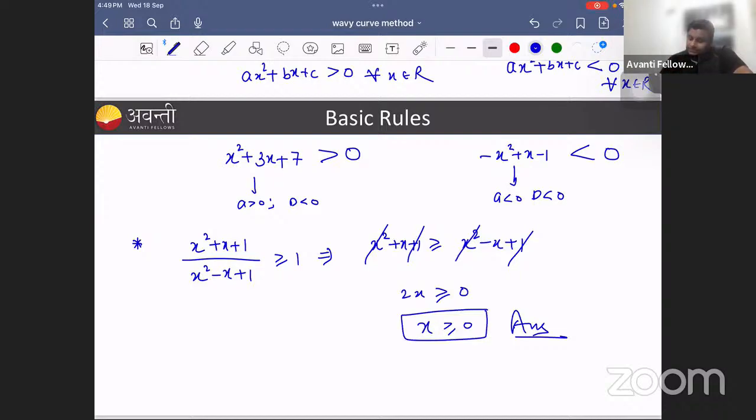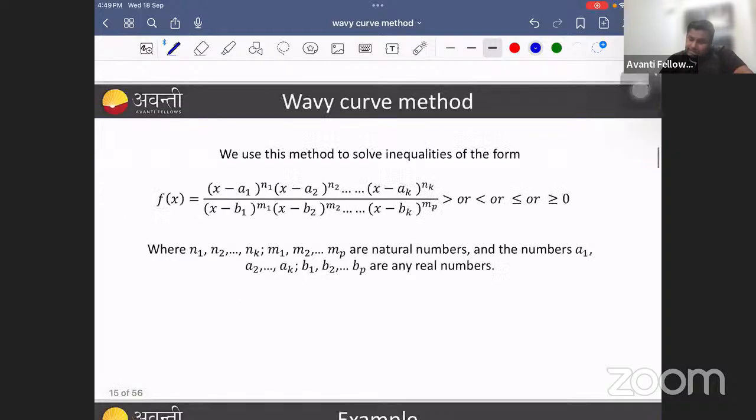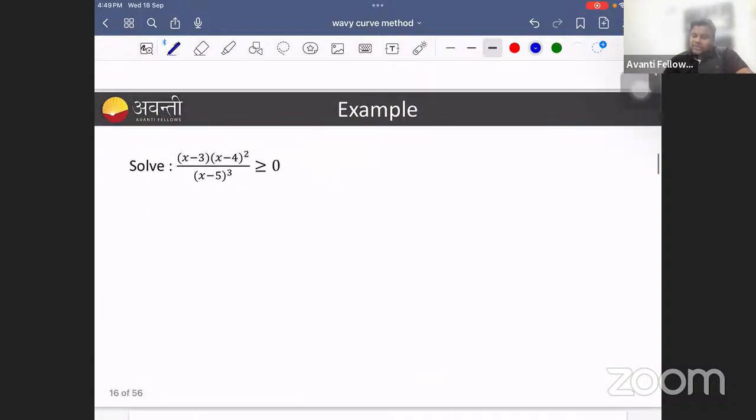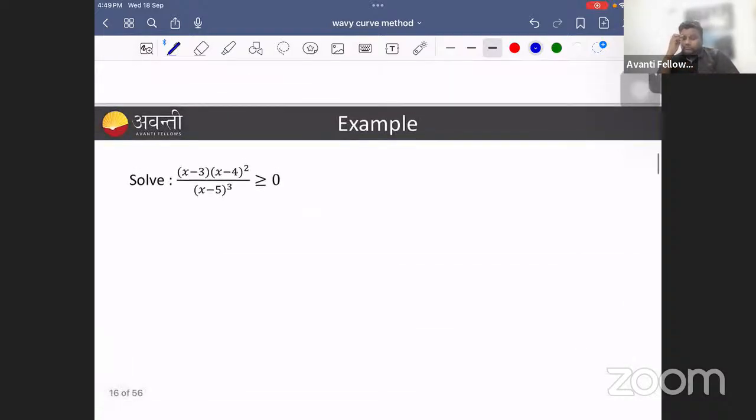Am I clear? Now see this example. Try it once. Quickly try.